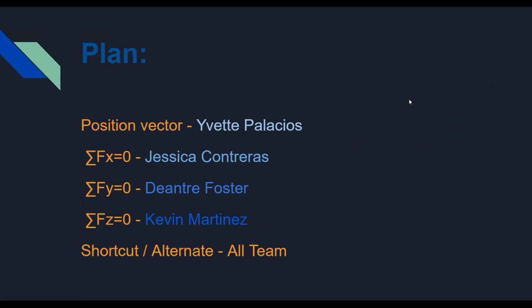For our plan, our position vector will be Yvette. The sum of forces in the X direction will be me. The sum of forces in the Y direction, Deontre, and the sum of forces in the Z direction, Kevin. Also, we have the shortcut alternate method, which is all team.